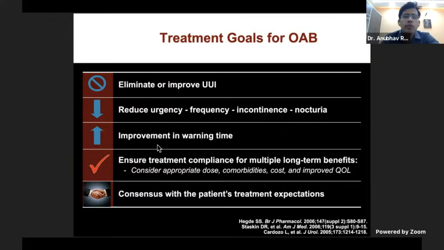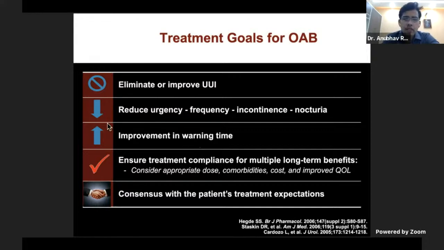Then there should be improvement in warning time. Like the patient should not have a sudden compelling desire to void. The desire to void should come a little gradually so that the patient has the time to place himself in an appropriate place, and so that if he gets the urge, then he'll be able to void.